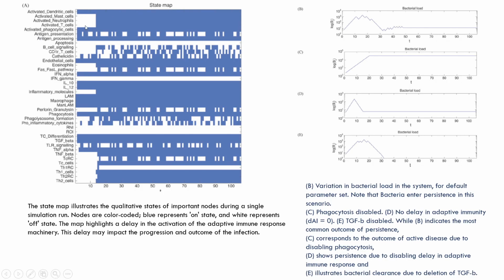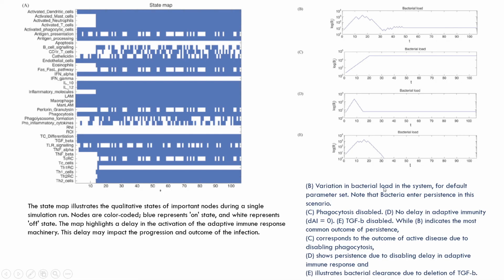So if you have no delay, you are seeing delays here in adaptive immunity. If adaptive immunity kicks in immediately, you have this spike, and after this, adaptive immunity also kicks in, so you have a complete fall of the bacterial load. This one is basically in which TGF beta is disabled. TGF beta is basically a growth factor. In this case, if it is disabled, so if you do not have enough TGF beta, the bacterial growth falls down.